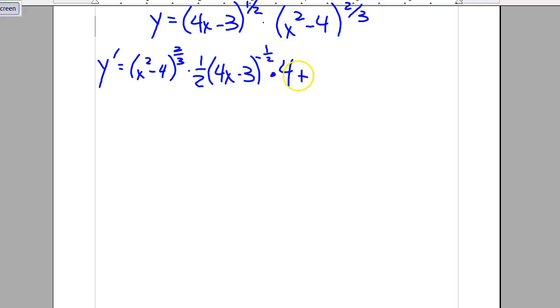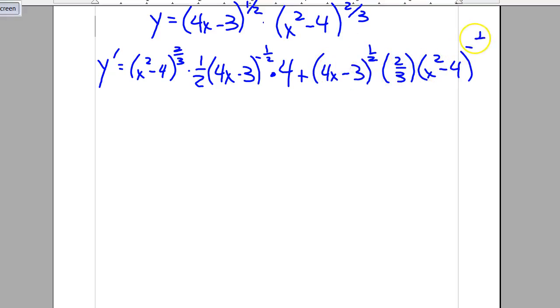I think that's the easiest part to forget, is to multiply by the derivative of the little guy. So that's the first term plus the second. Bring down the 2/3, leave the inside alone, reduce the power by 1, and then don't forget to multiply by 2x.